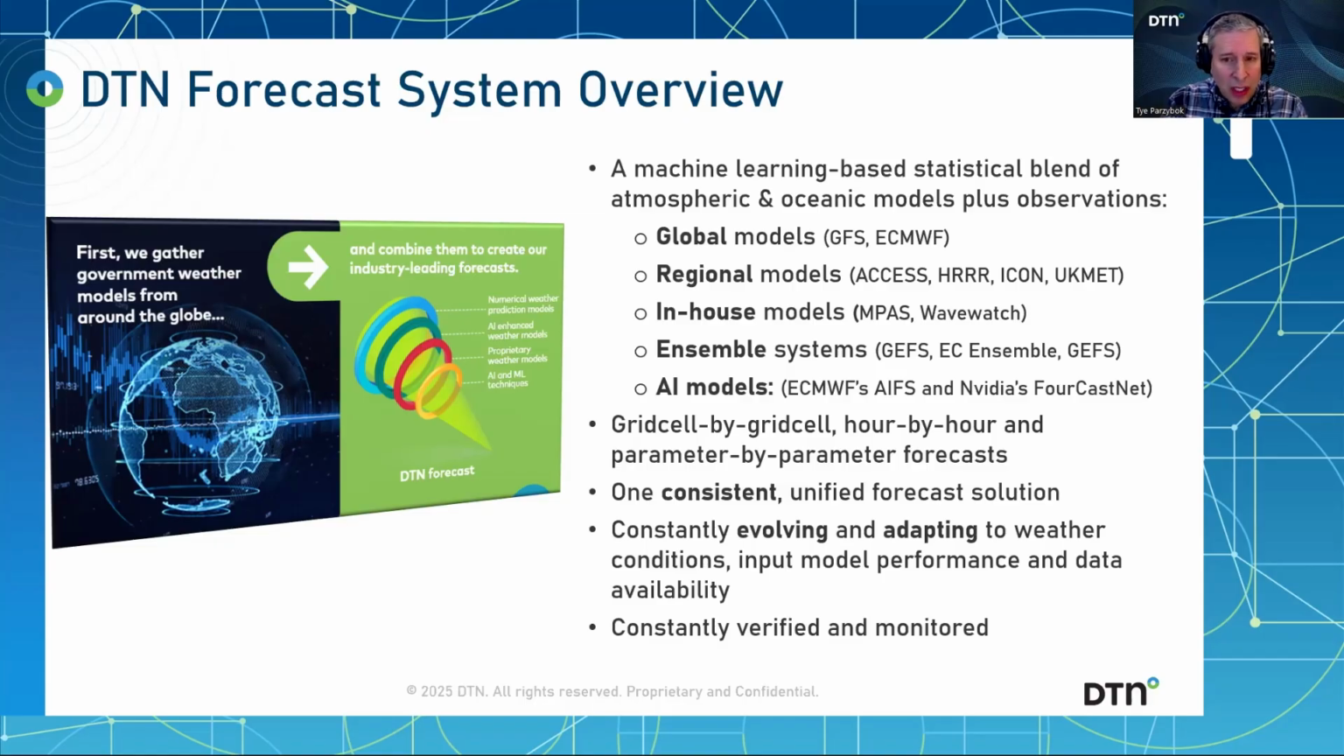It also adapts to input model performance. So as the government and other industry forecast models become better, our forecast system naturally becomes better automatically. And then it also adapts to data availability. We utilize a lot of observational data to help bias adjust and adjust the forecasts.